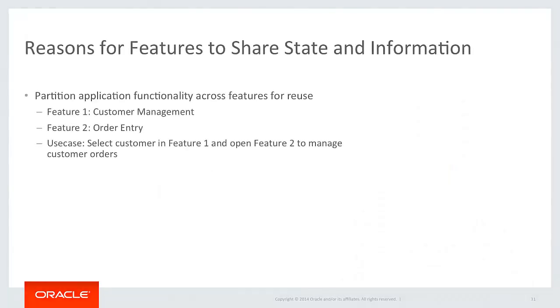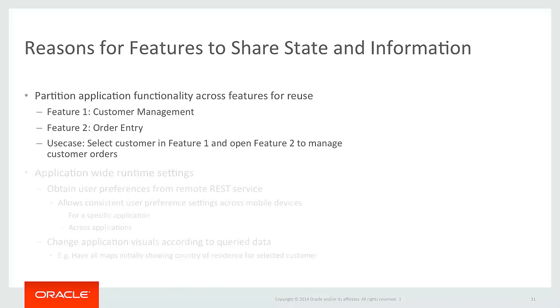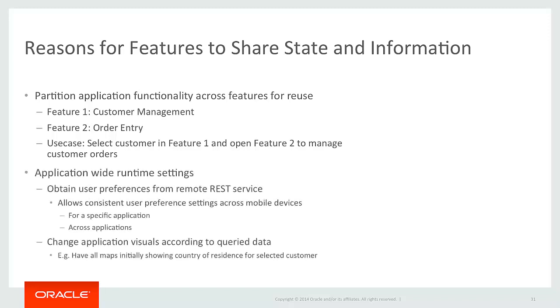However, there might be a situation where you say, okay, a selection in one feature should have an impact on the behavior of another feature as soon as I navigate into it. The use case I put here is where I have a customer management feature and an order entry feature. When an employee works with my application and selects a customer and then navigates to the order entry feature, I want them to see the orders for that customer. For this I need to share that information across the features.